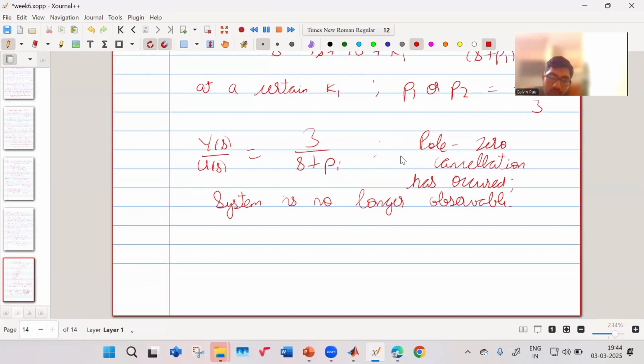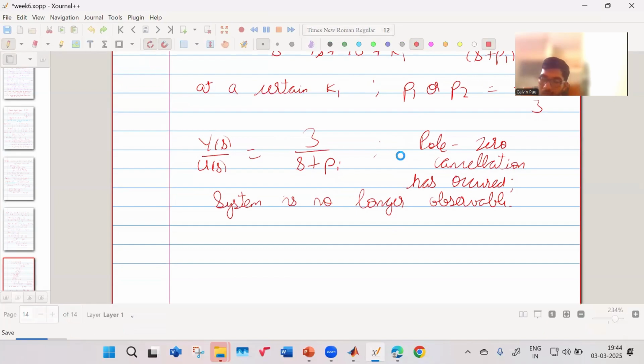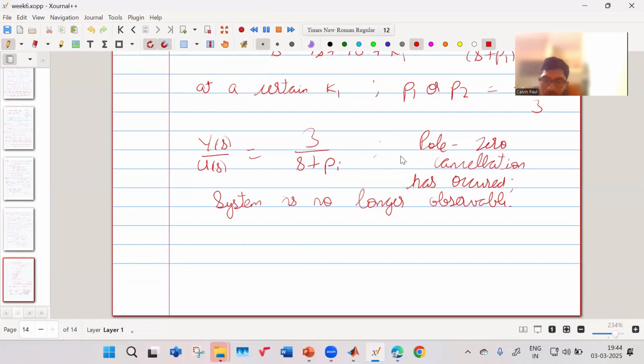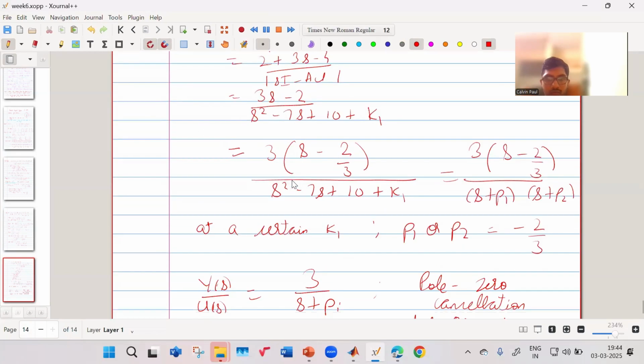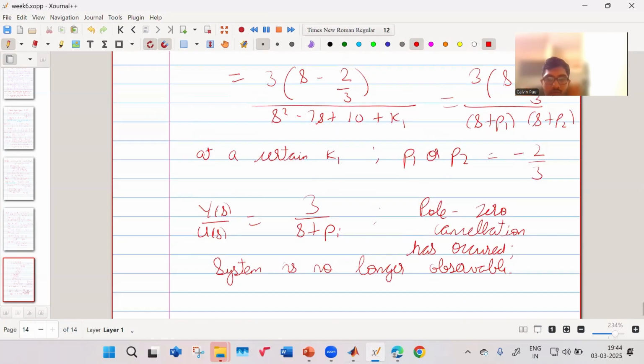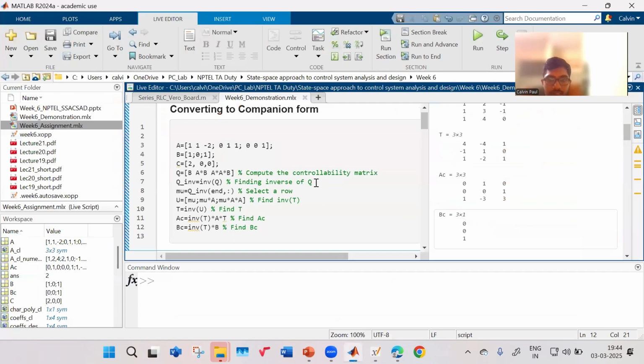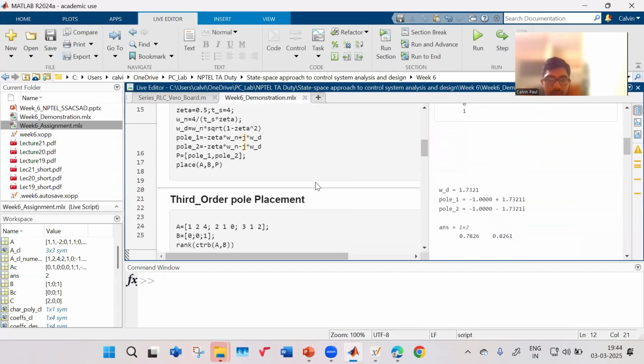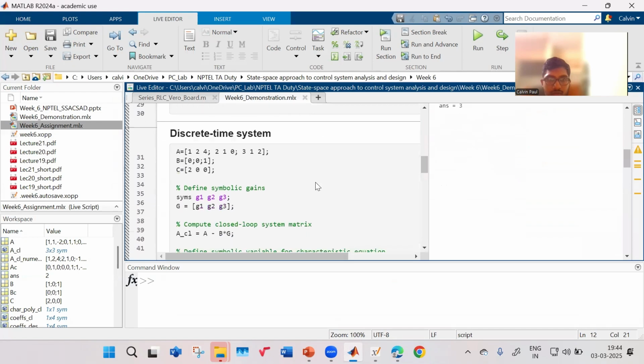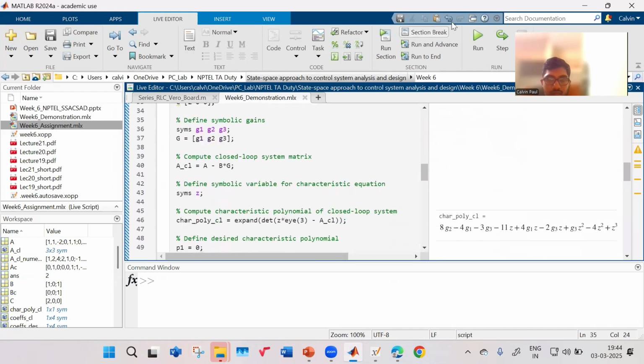So these are advanced concepts. If you have any doubts, you can ask me, I can again repeat it. It will become easier. Okay, so let us check. This is our discrete-time system.